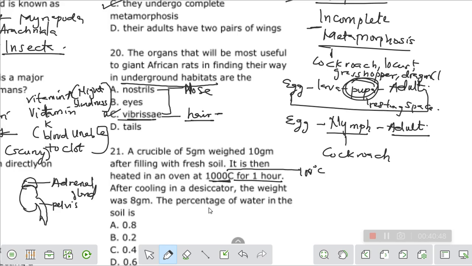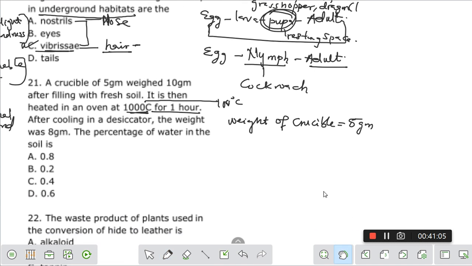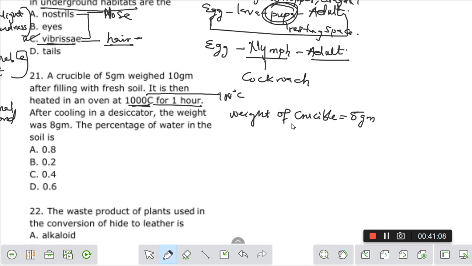They now said after filling with fresh soil, it is then heated in an oven at 100 degrees Celsius. So we don't really need the temperature. They now said the weight of that crucible and this fresh soil, that is soil that has water, so it means that will be the weight of the crucible plus the fresh soil. When they weigh it, it is 10 grams, and they heated it for 1 hour.